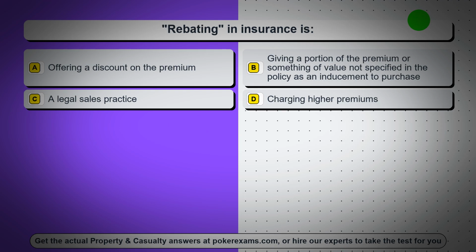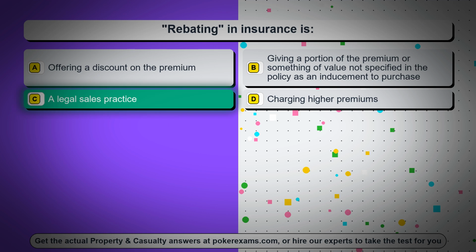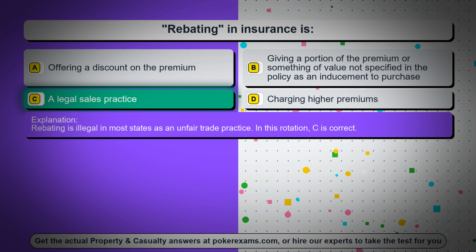Question 80. Rebating in insurance: Option A, offering a discount on the premium. Option B, giving a portion of the premium or something of value not specified in the policy as an inducement to purchase. Option C, illegal sales practice. Option D, charging higher premiums. The correct answer is option C, illegal sales practice. Rebating is illegal in most states as an unfair trade practice. In this rotation, C is correct.